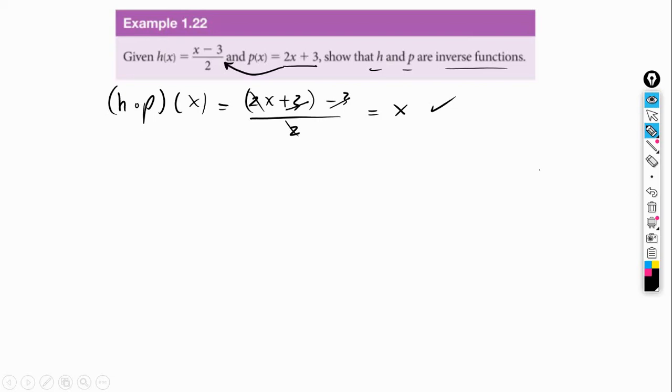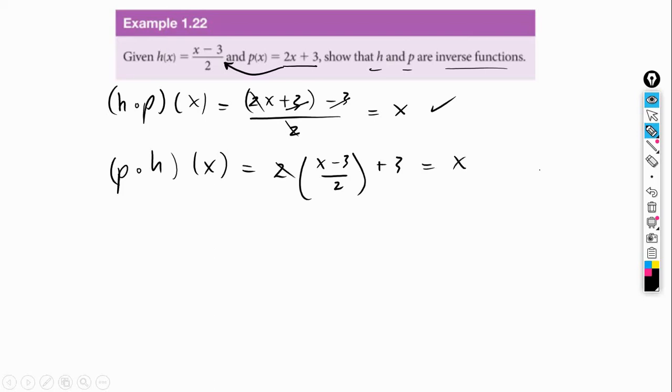So the first condition is there, but we also have to test for the other way around. So we have to do p of h of x, and then we're going to have to plug in h of x into p of x. So that's going to be 2 times x minus 3 over 2 plus 3. And this also is obviously going to give us x. As you can see, this and this will cancel out, and then we're going to be left with minus 3 plus 3. And finally, there's only x. Therefore, h and p are inverse functions.